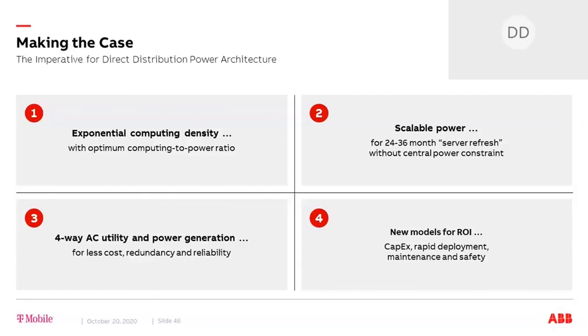Scalable power. We needed to keep up with the compute refresh rate of every 24 to 36 months without expanding a centralized power system. With this design, we can easily accommodate a 3 kW cabinet next to a 24 kW cabinet, literally anywhere on the floor we choose. We can even power every cabinet in a row at 30 kW if needed. All this flexibility without any power upgrade projects.